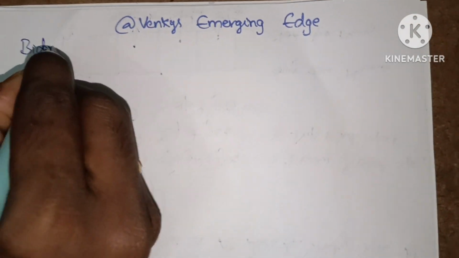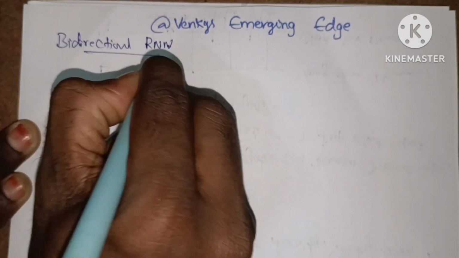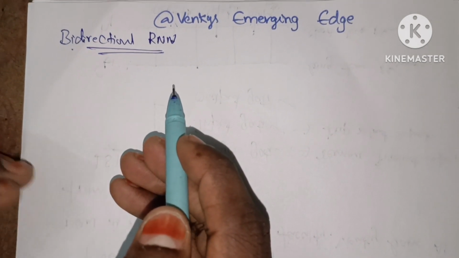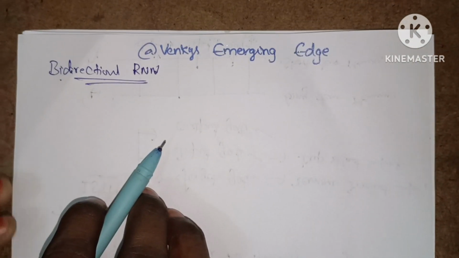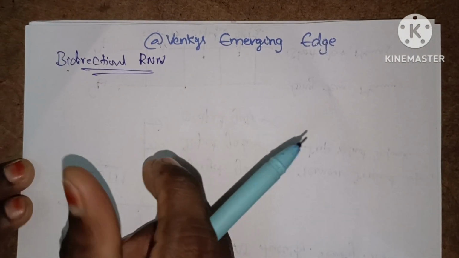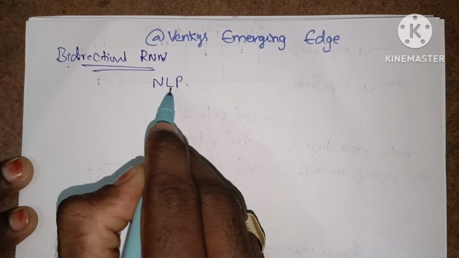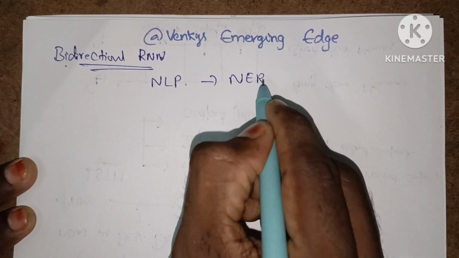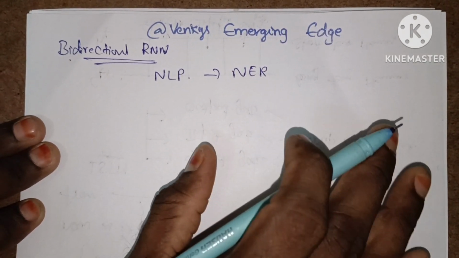Next variant, bidirectional RNN. The name itself says bidirectional, so both ways, forward as well as backward. Clear? Okay. We are facing one problem in natural language processing, which we handle using the named entity recognition technique. Sir, how is it? We can't understand this one. Okay, I will explain. There is no problem.